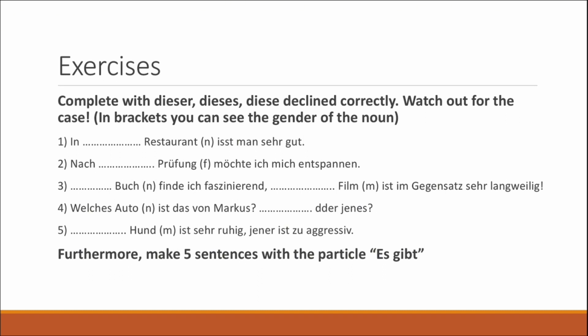Now here you can see the exercises. Try to complete the sentences with dieser, dieses, and diese declined correctly. And watch out for the case, because it's very important to decline it rightly. And in the brackets, you can see the gender of the noun. And after you're done with that, make 5 sentences with the particle es gibt. Try to be creative.